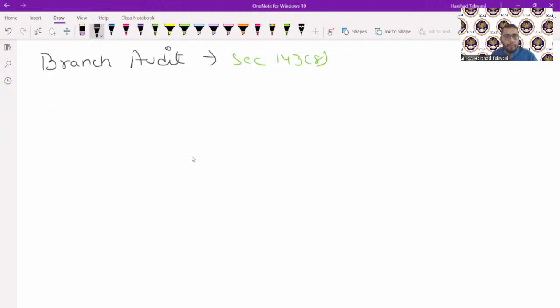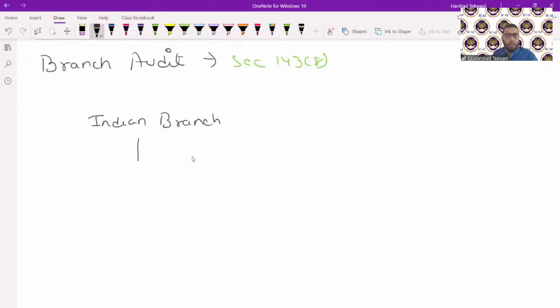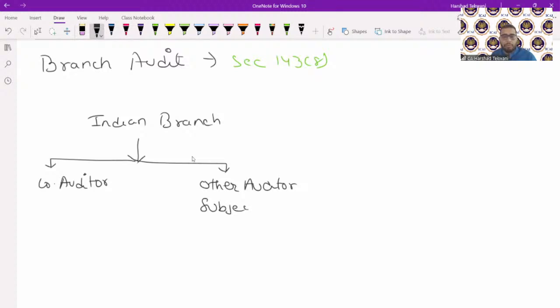So first, Indian branch, who can be auditor? Either the company auditor or another auditor can also become branch auditor, but subject to Section 139, and we need to see the eligibility also under 141. So subject to provisions of 139, 141, these are required to be complied with. Okay.